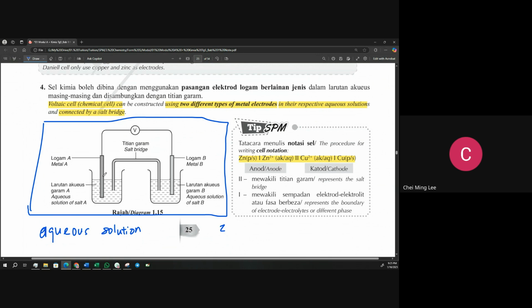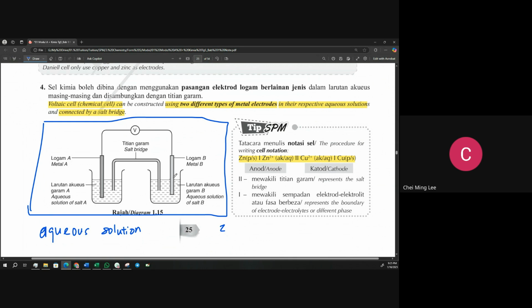Zinc solid, then the solution is aqueous. So zinc, then zinc ion aqueous. Then this double slash means connected by a salt bridge.